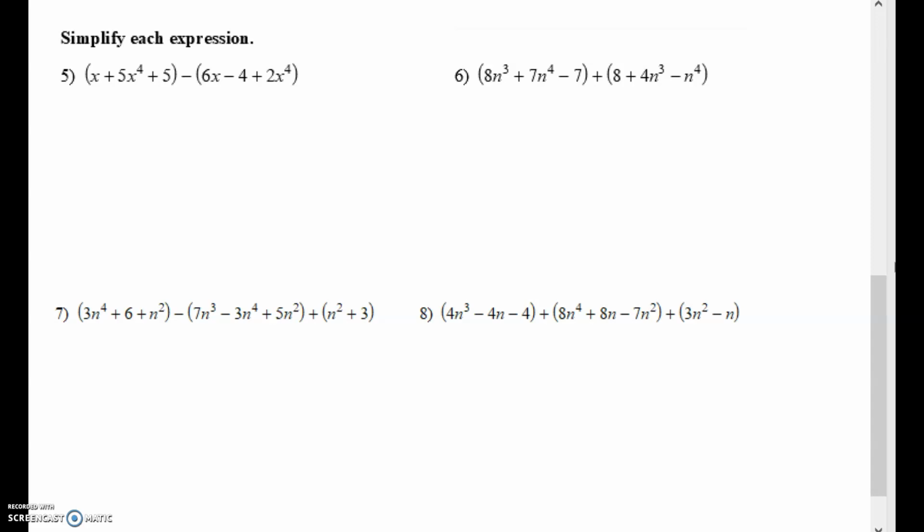Then you'll notice you've got 3n to the 2nd. You got a positive n to the 2nd. You got a negative 5n to the 2nd. And a positive n to the 2nd. And remember, there's 1s in front of both of those, right? So that is going to be positive, negative, positive would give me a negative 3n squared, right? When I combine all 3 of them. And then my constant is just going to be plus 6 plus 3 would give me a positive 9.